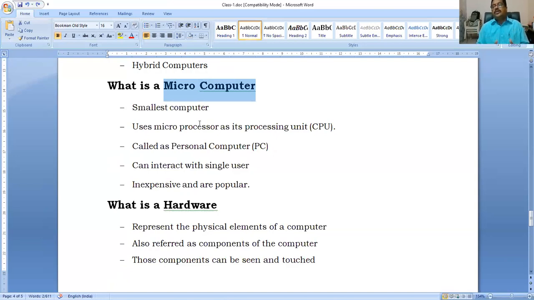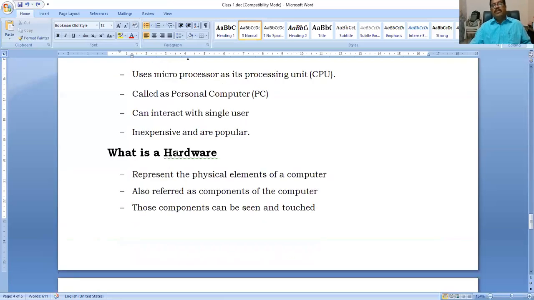Microcomputer is the smallest computer among the types of computers, and the main component of a microcomputer is the microprocessor. It is one type of IC, and it is the main component in the CPU. For that reason we call it a microcomputer. It is also called a personal computer, because individually we work with that system. It is a single-user system, only one person can interact with it, and the cost is very low, so it is inexpensive.